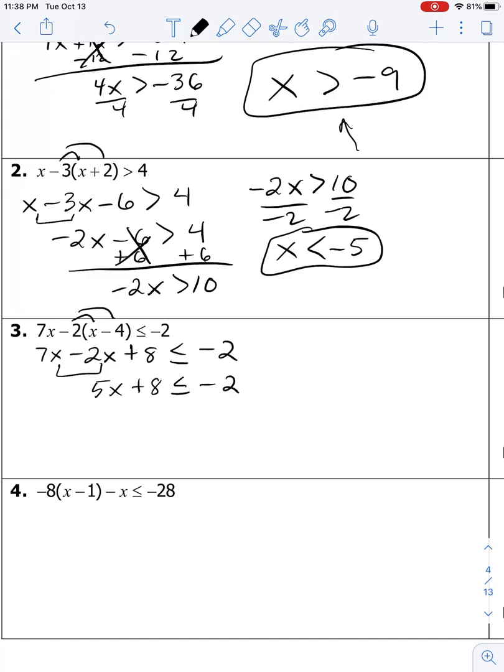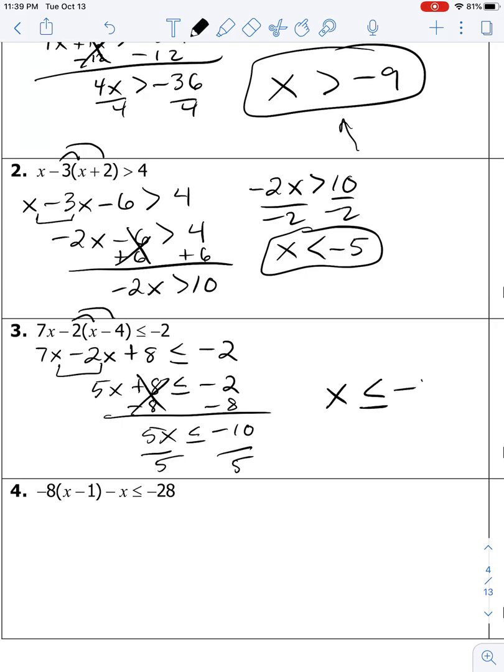So now, second to last step, it's a 2-step problem left. Subtract 8. We get 5x is less than or equal to negative 10. Divide by 5. Okay, x is less than or equal to negative 2.